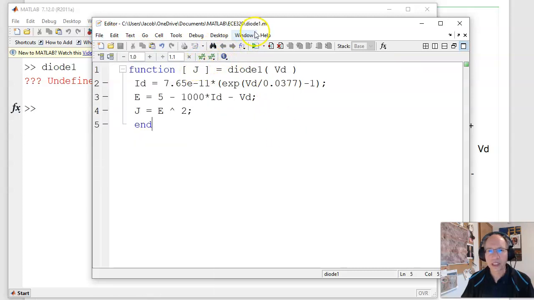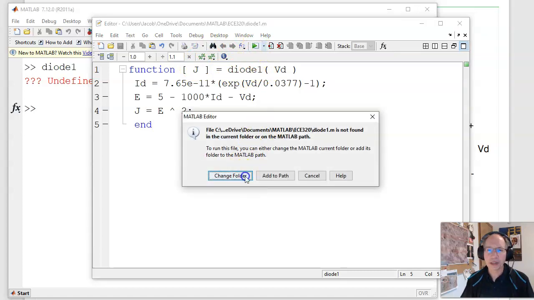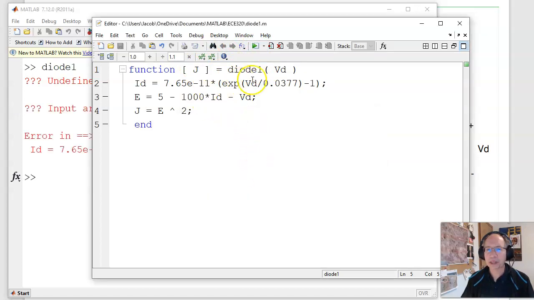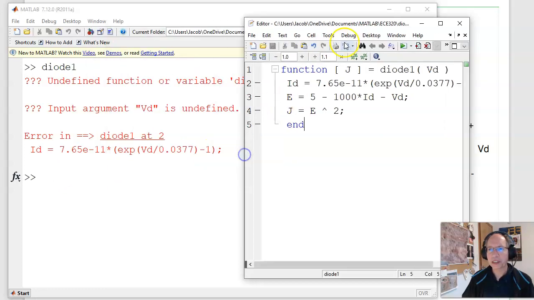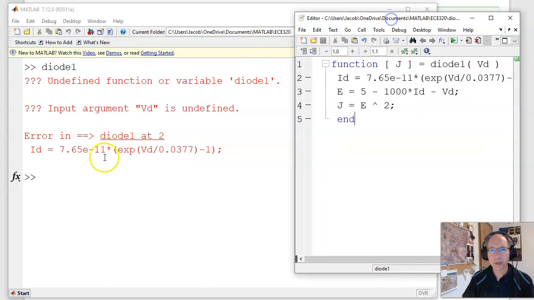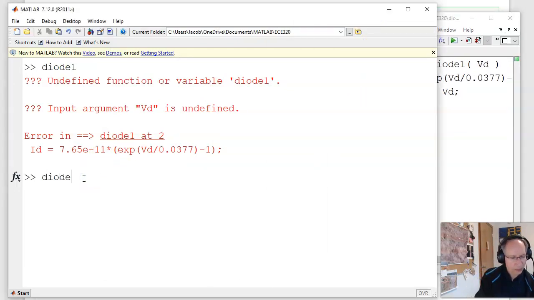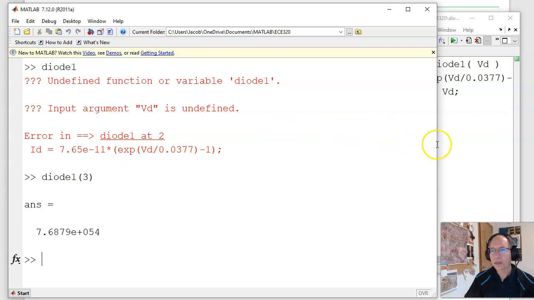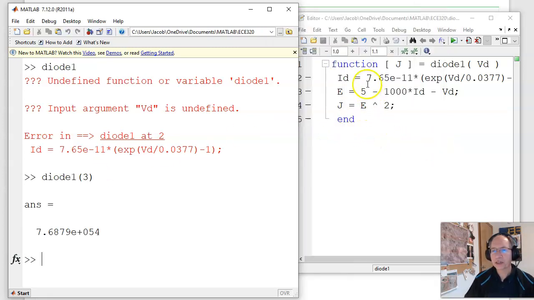Because I already did that, it's called Diode1, same name as the file. This you can't run. It's a subroutine. You can't run subroutines, but I can call it. So in the main routine, I can say, let's call Diode1. Is the voltage across the diode 3? What it does is it takes the diode equation, the load line, takes the difference in the two, squares them, and the square difference is 7 times 10 to the 54th. Saying that was a really bad guess.